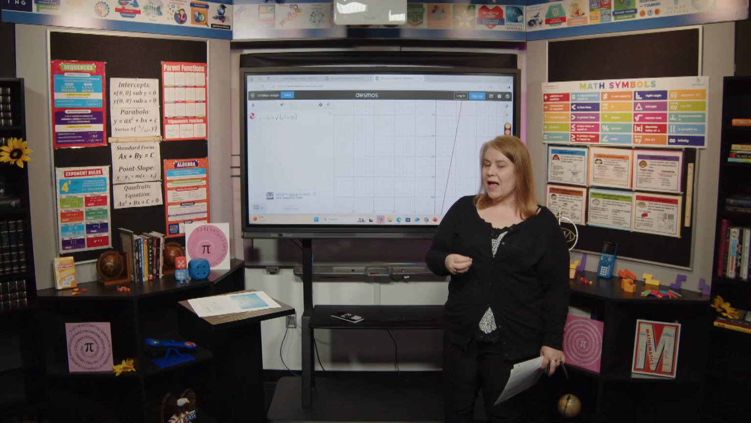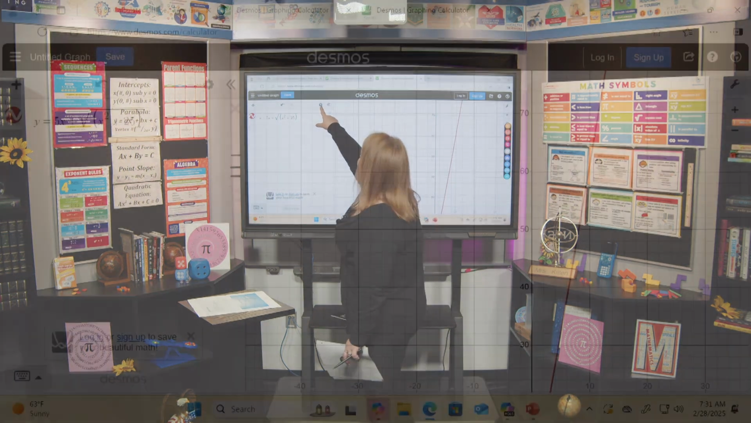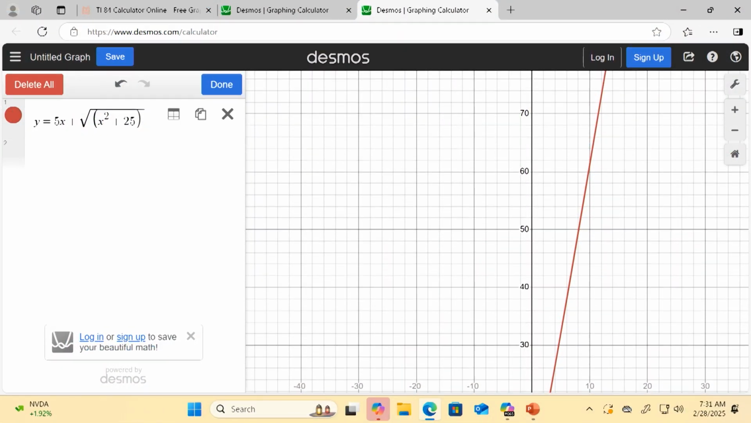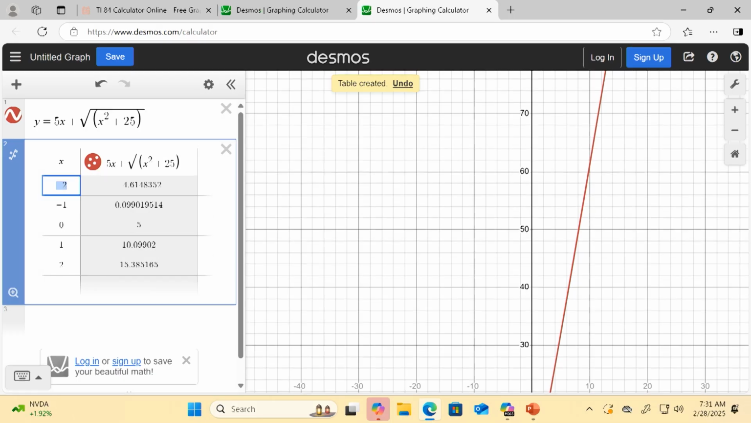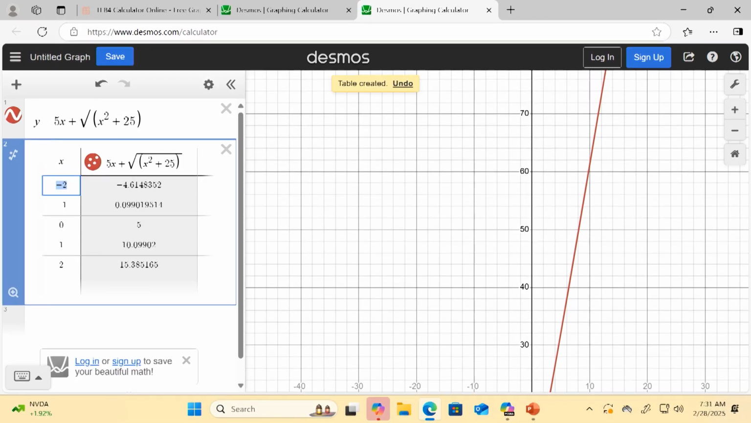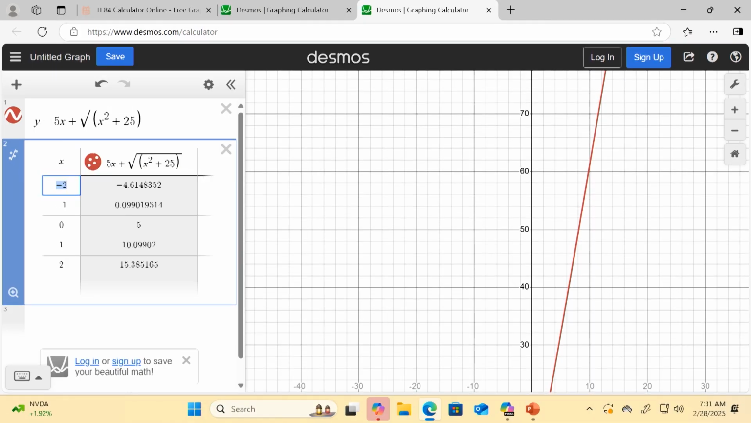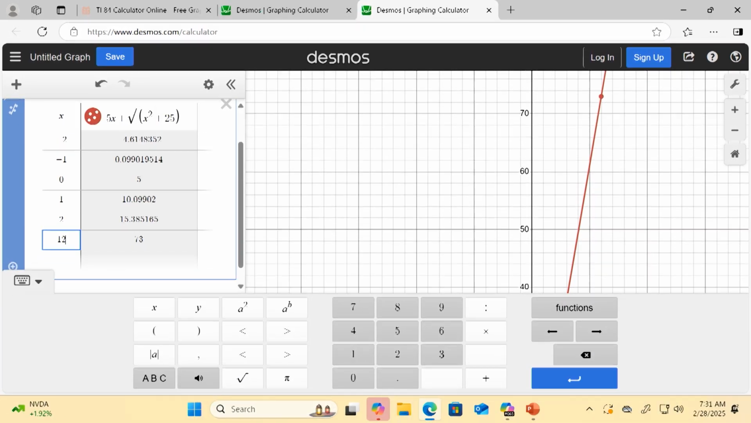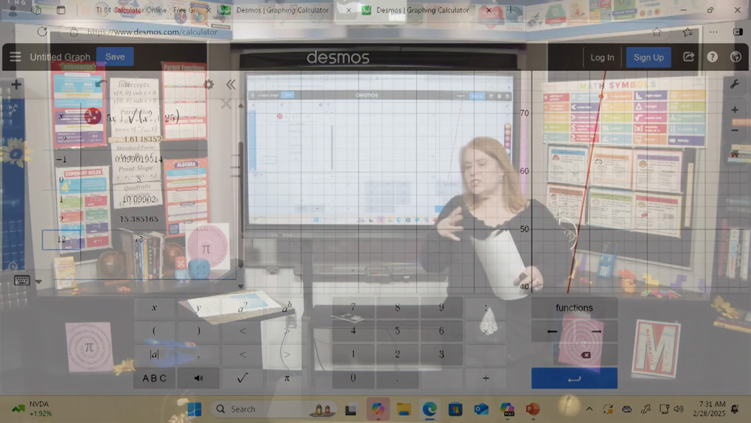Now you're probably asking, how do you pull a table on Desmos? Good question. Everybody on your Desmos sees the gear. I'm going to press my gear. When I press that gear, I see a table. There's my table on Desmos. Now, Ms. Killen, I don't want to know -1 or 2. I need to know what my output is for 12. Well, right here, I'm going to put 12, and it gives me what my y value is. So now we've just changed the game.